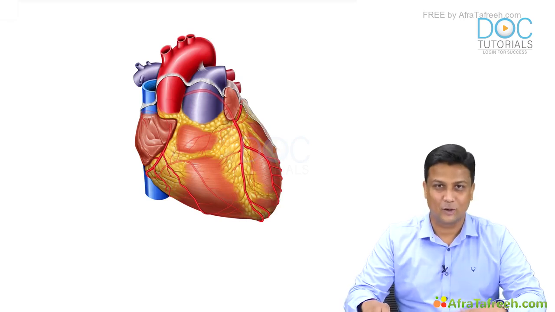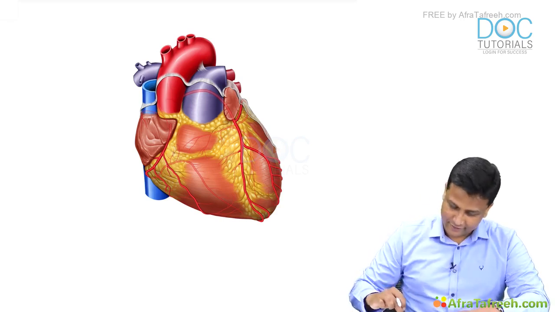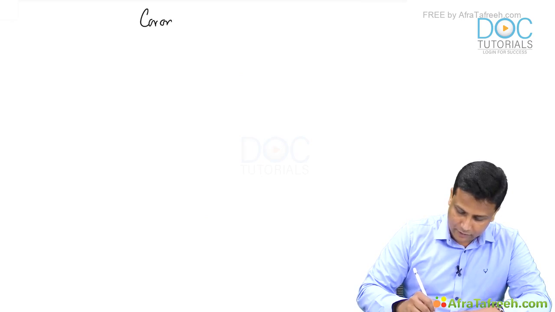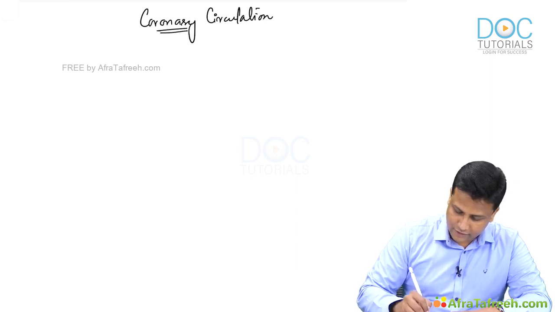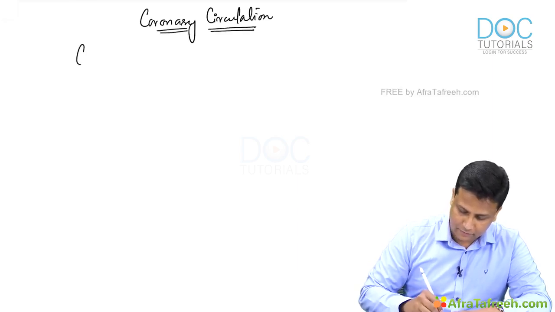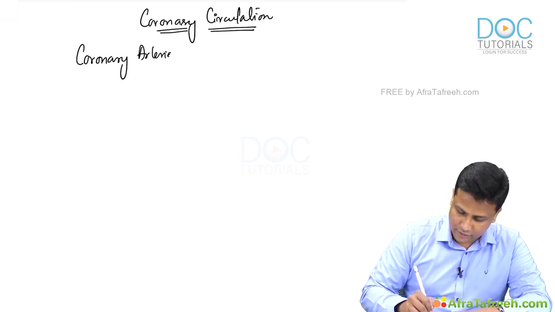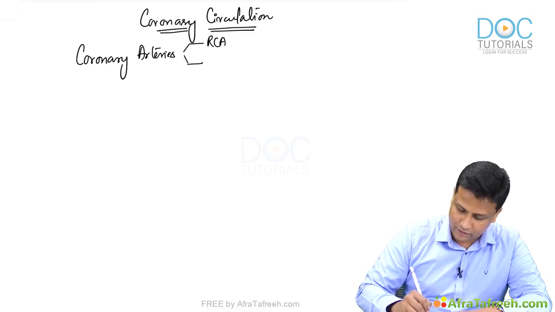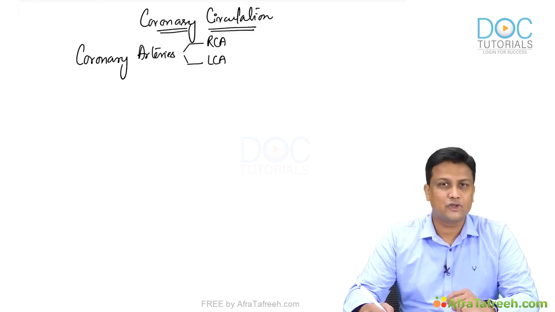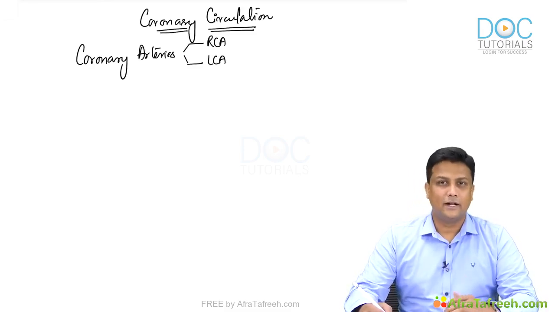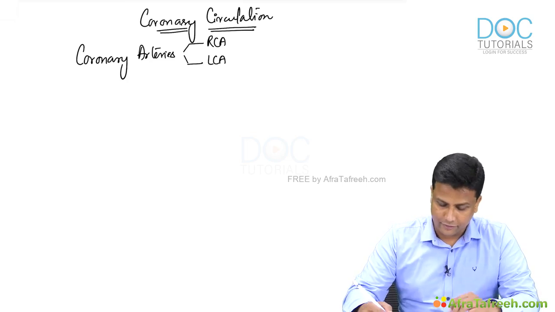So let's get started with the coronary circulation, guys. So we are going to study about the blood supply to the heart, coronary circulation. Now everyone knows that the name of the artery which will be supplying the blood to your heart will be your coronary arteries. And coronary arteries will be actually two in number. One will be the right coronary artery and another one will be the left coronary artery, guys. So let's start again from the scratch. Heart will be supplied by coronary arteries. There will be two of them, right and left.